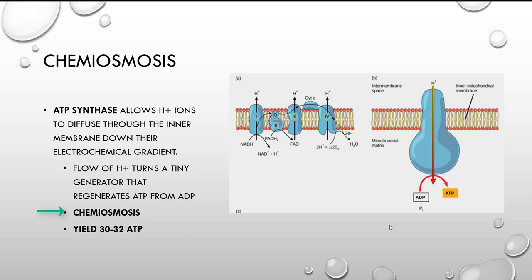Okay? And this process pays off big. It produces anywhere from 30 to 32 ATP on average. That's a lot. Okay, so this electron transport chain pumps so much hydrogen across the membrane that when that channel opens, with that ATP synthase working, we get a big payout of anywhere from 30 to 32 ATP. Okay, so that's where the bulk of the ATP is produced during cellular respiration.